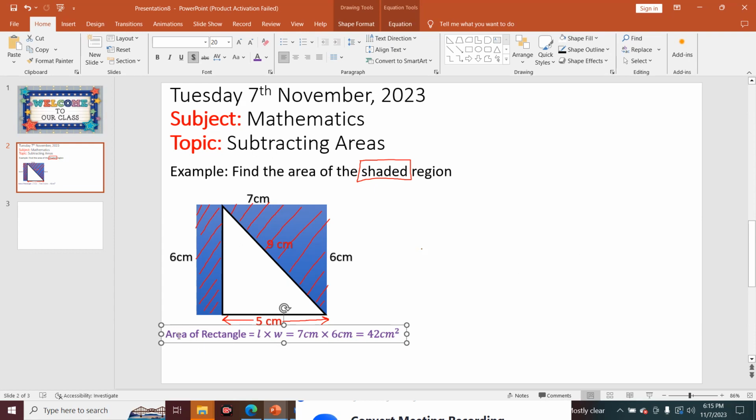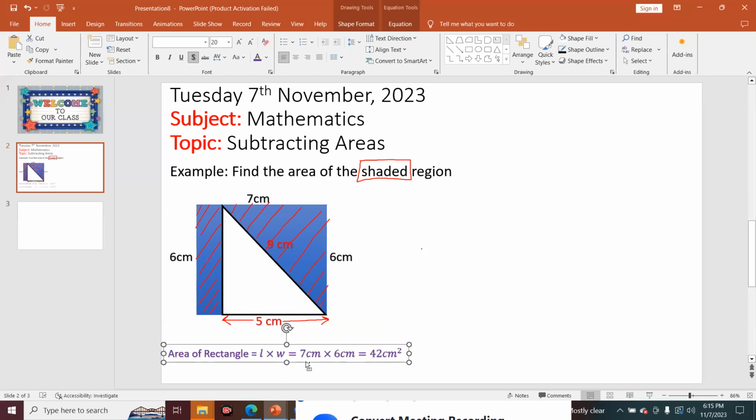So now we know the area of the rectangle, but we need to figure out the area of the triangle. Now let's do that. Area of a triangle is gonna be what? Base times height divided by 2. Very good. So area of a triangle is going to be base times height divided by 2.